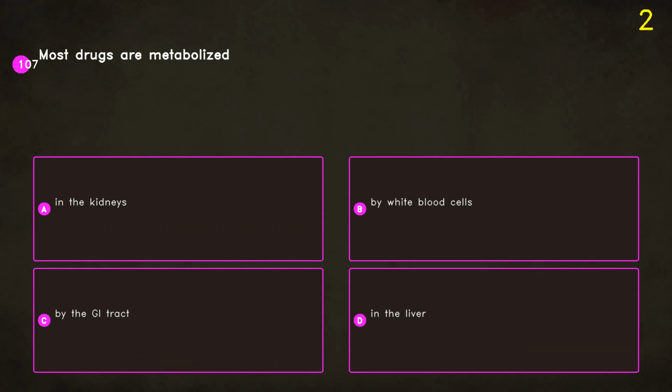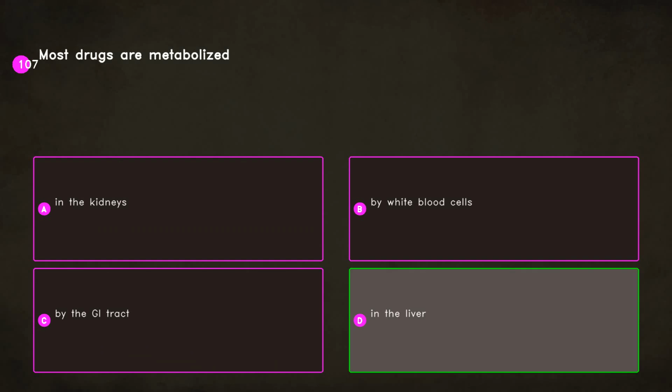C. by white blood cells. D. by the GI tract. D. in the liver. The correct answer is in the liver.